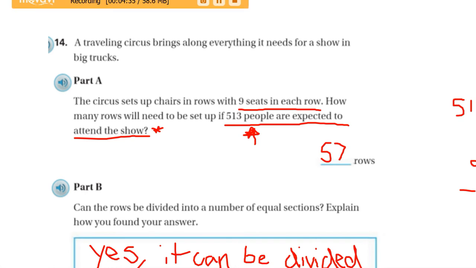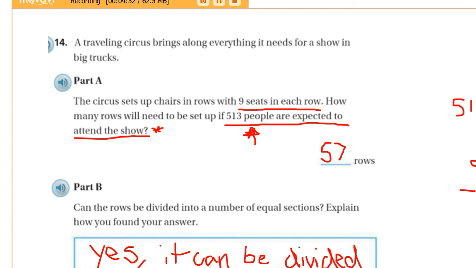Again, I apologize for the handwriting, but you can listen to me and use my words to figure out what you need to write as well. And again, you can rewind. So yes, it can be divided into 3 sections with 19 rows in each section.